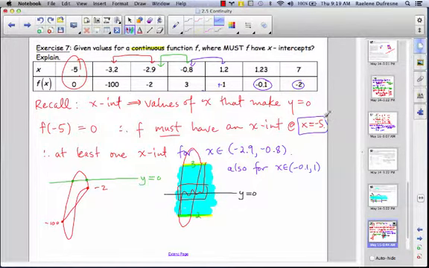So we know that at x equals negative 5, there is an x-intercept, and there is at least one x-intercept on the first interval as well as the second interval.